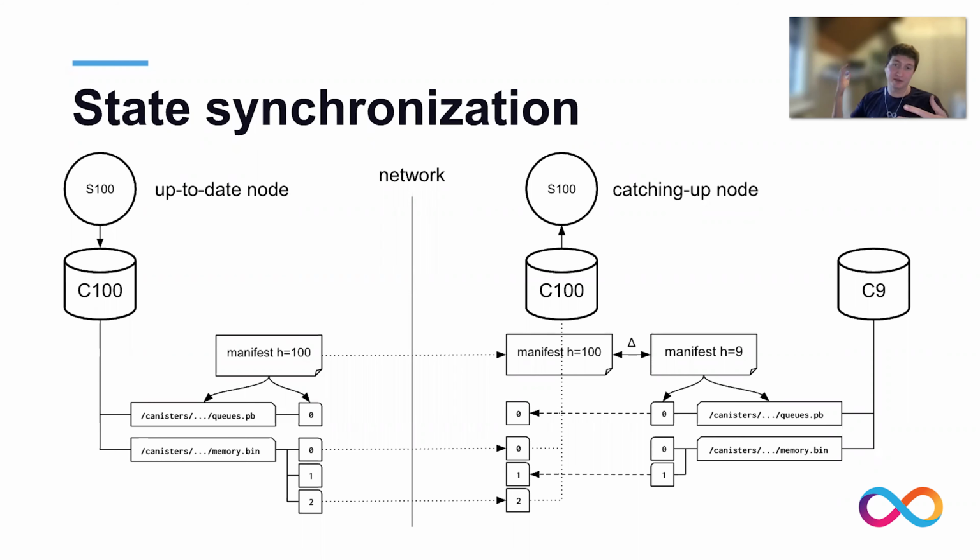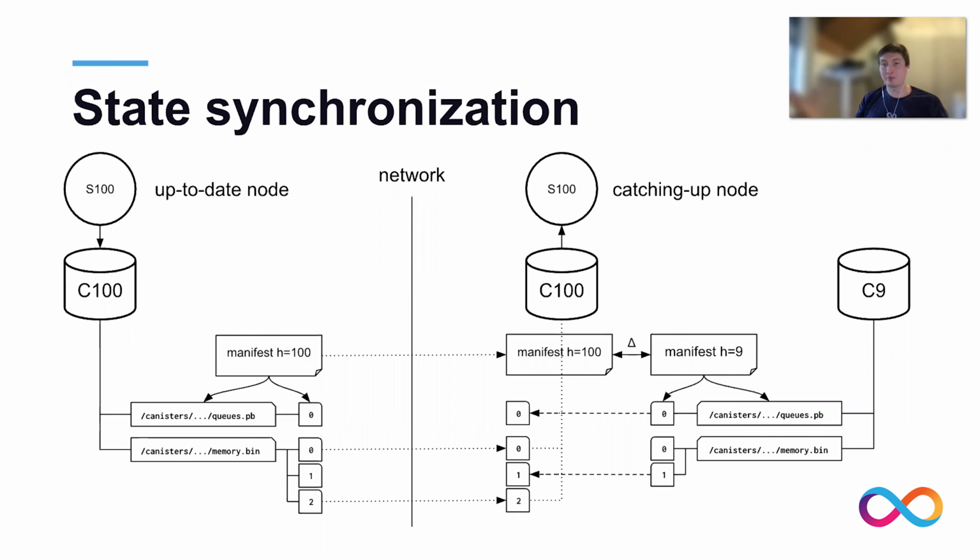Then it compares the new manifest to the previous manifest and sees which files were added and which chunks of those files were modified. Let's say that the queues file didn't change at all, and the memory was extended, it added a new chunk, and chunk number 0 was modified and chunk number 1 stayed the same.